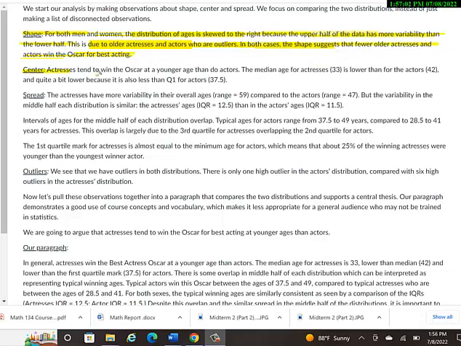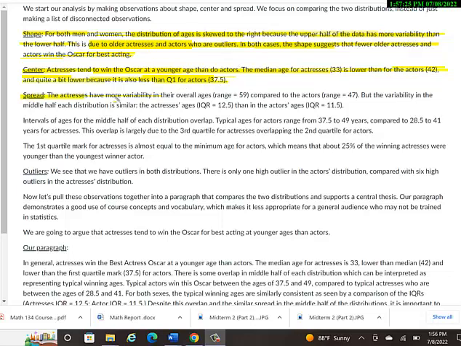Center. Actresses tend to win Oscars at a younger age than actors do. The median age for actresses, 33, is lower than that for actors, 42, 9 years apart, and quite a bit lower because it is also less than Q1 for actors.